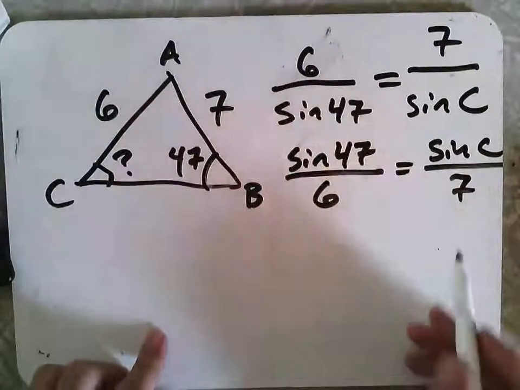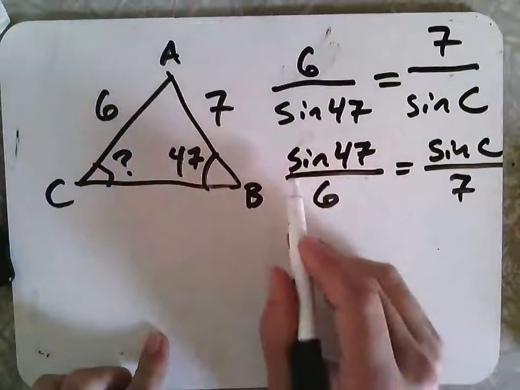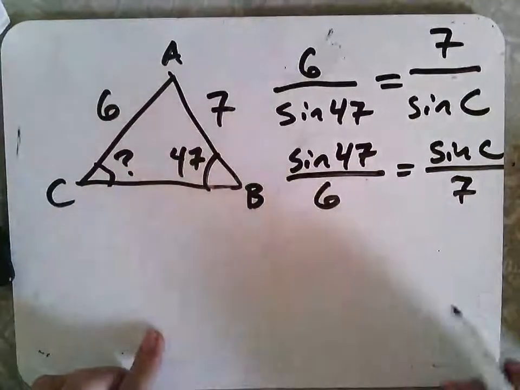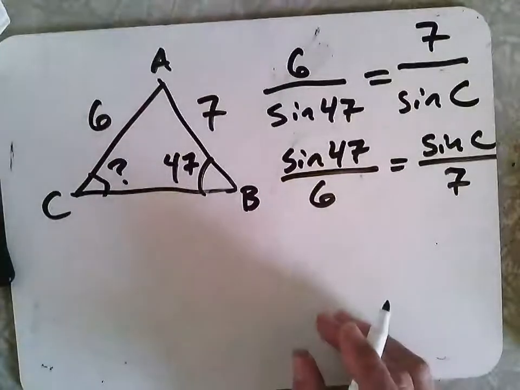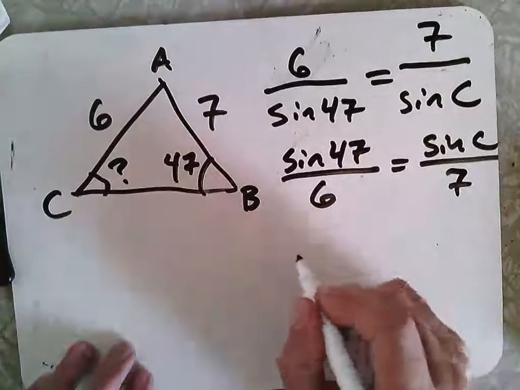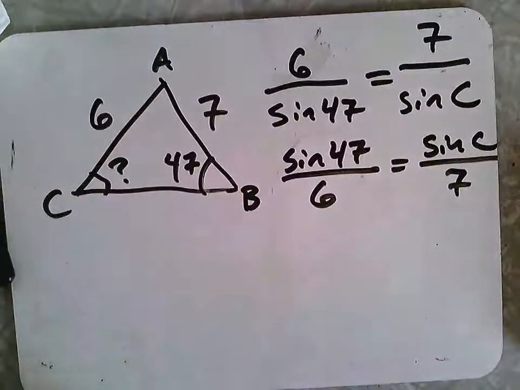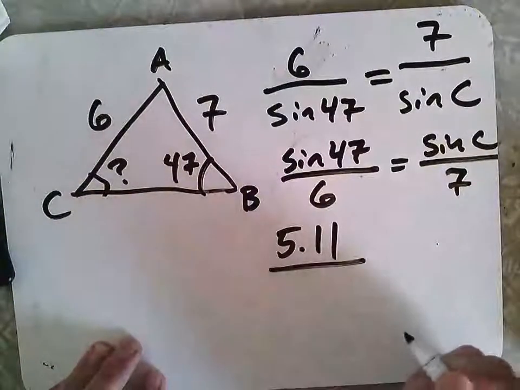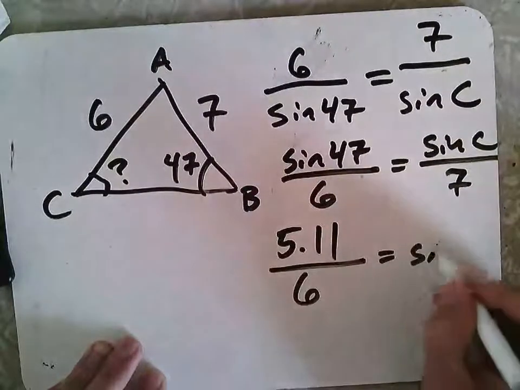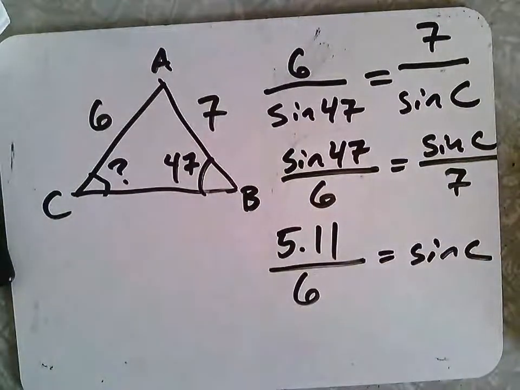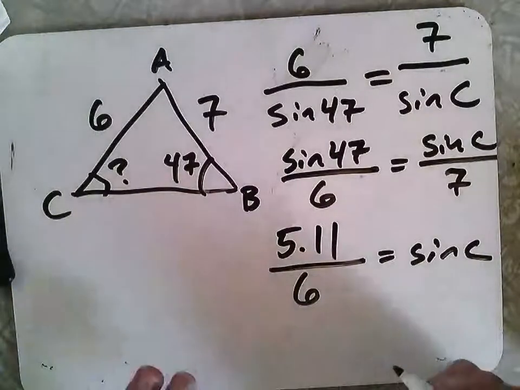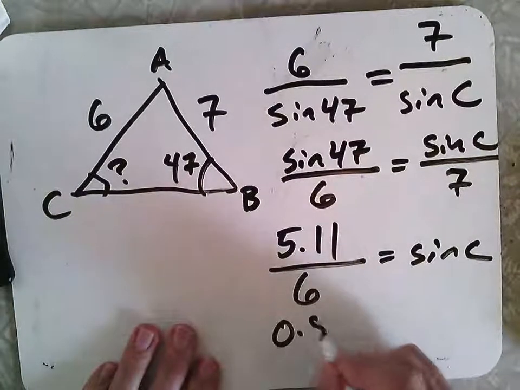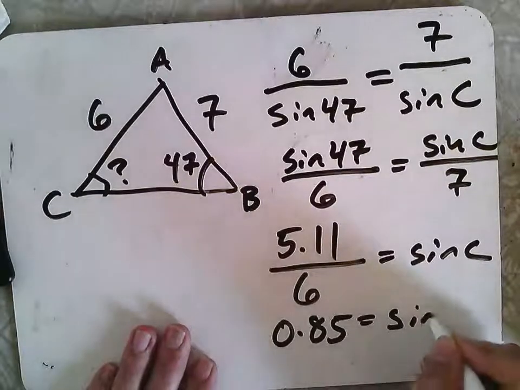So now again, multiply by 7. 7 times sine of 47 divided by 6. That's all we're doing here. The sine of 47 is about 0.73. 0.73 times 7, let me use my calculator, is about 5.11. Divide that by 6 equals the sine of C. 5.11 divided by 6 equals 0.85. So 0.85 equals the sine of C.